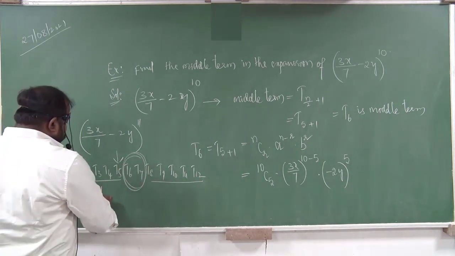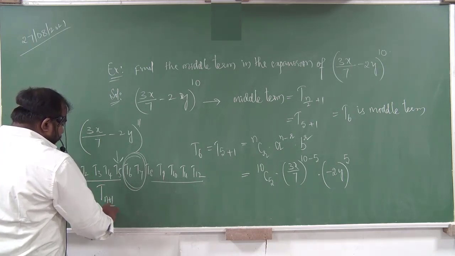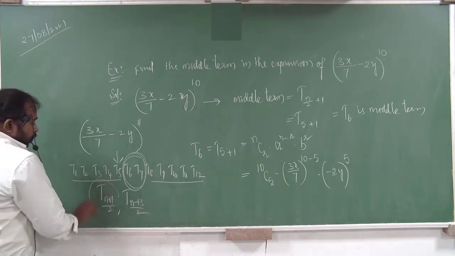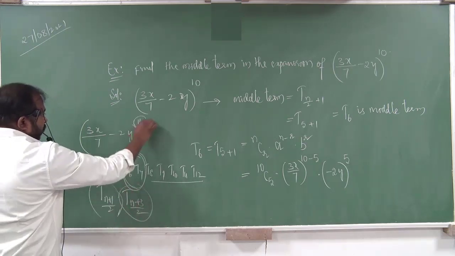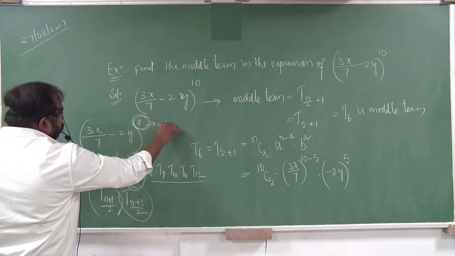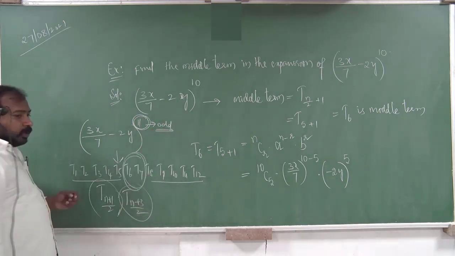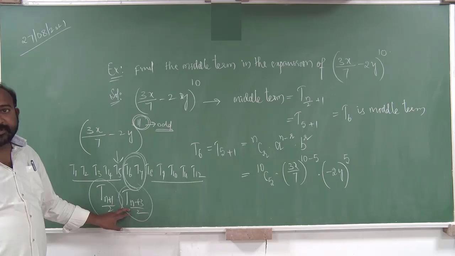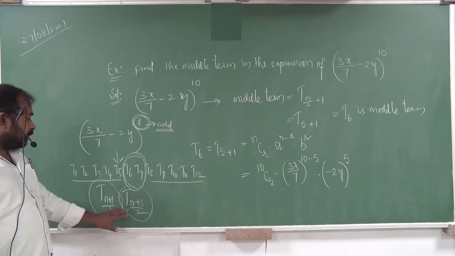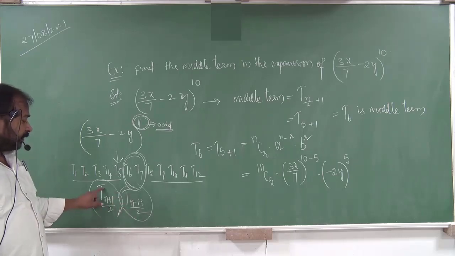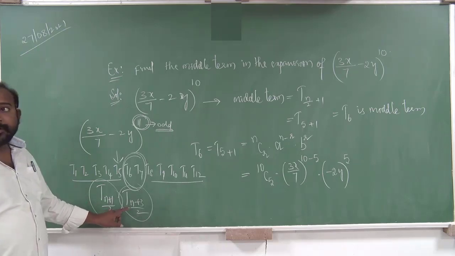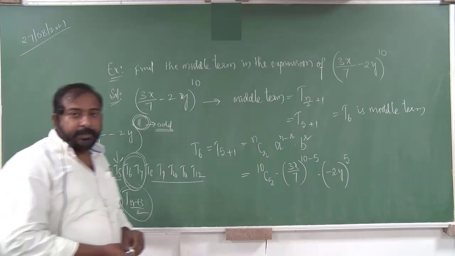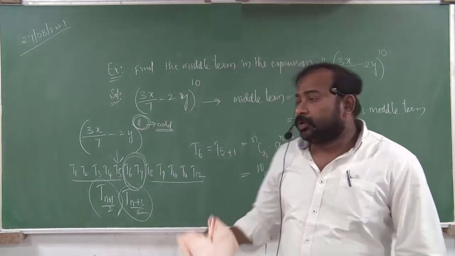So how will you get this value? T (n plus 1)/2 comma T (n plus 3)/2. Whenever the power is an odd integral value, there you will get two middle terms. So these two middle terms are given by the formula T (n plus 1)/2 comma T (n plus 3)/2. I hope that regarding this middle term you understand. Okay. Next.